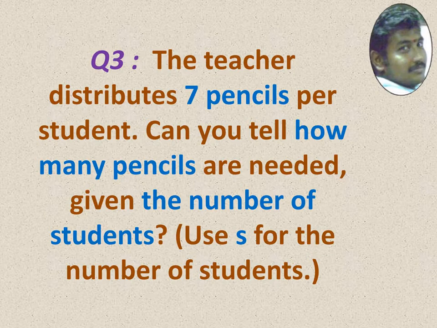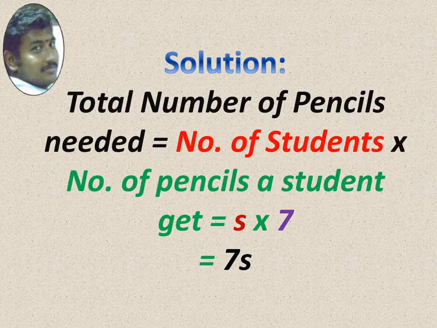The teacher distributes 7 pencils per student. Can you tell how many pencils are needed given the number of students? Use S for the number of students. Here we do not know how many students are there. That's why we assign the variable S. Total number of pencils needed is equal to number of students into number of pencils a student gets. So S into 7, we get 7S. Hope you understand. Let's see the next question.